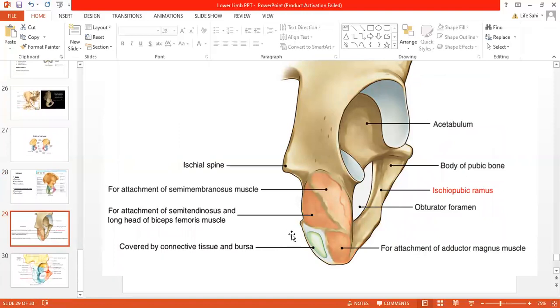Along with the body of the ischium, there are a few bony landmarks related to the ischial tuberosity. Here in this diagram, you can see that the ischial tuberosity is divided into an upper part and a lower part by a transverse line. The upper part is further divided into two parts by an oblique line, and the lower part by a vertical line into two parts.